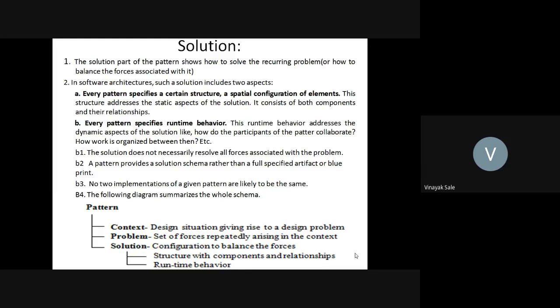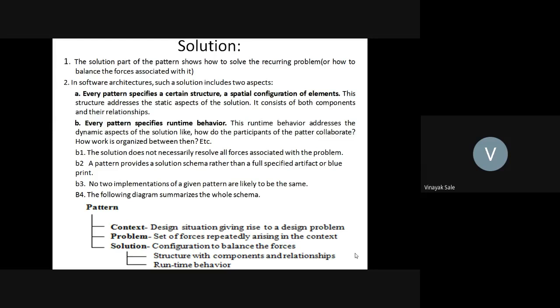So it has four points. The solution does not necessarily resolve all forces associated with the problem. A pattern provides a solution schema rather than a fully specified artifact or a blueprint. No two implementations of a given pattern are likely to be the same.